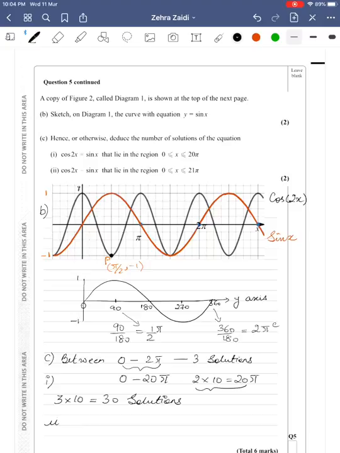Moving on to C2, we need to find the number of solutions from 0 radians to 21 pi radians. So we already found till 20 pi radians. Let us imagine this was the point where was the 20 pi radians. So from here till here is a difference of 1 pi radian. So let us count the number of extra solutions between this distance, which is 1 pi radian. So I have one solution here and one solution here. So there are 2 more solutions. So we can simply write 30 plus 2 is equal to 32 solutions.